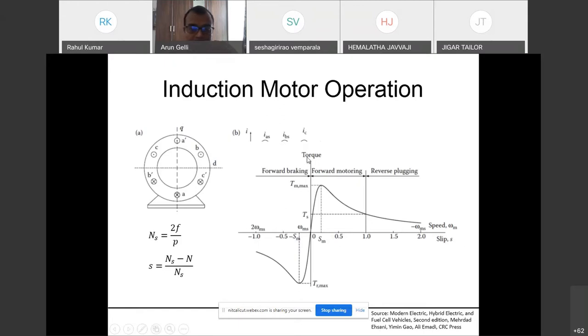This is the slip, obviously, on the x-axis, and the y-axis is the torque in this particular case. You can see the maximum torque is obtained when the slip is between 0 and 0.1. Above that slip, the torque that can be generated by the machine is reduced. So that's in the forward motoring position. You can also go for forward braking, wherein the torque is reversed when the rotor is rotated in the opposite direction by changing the rotating magnetic field. So that's the characteristics of the induction machine.